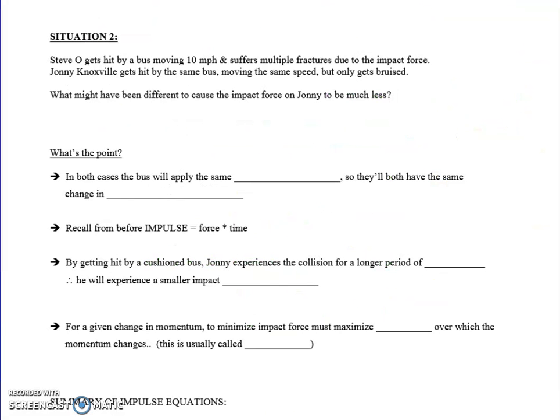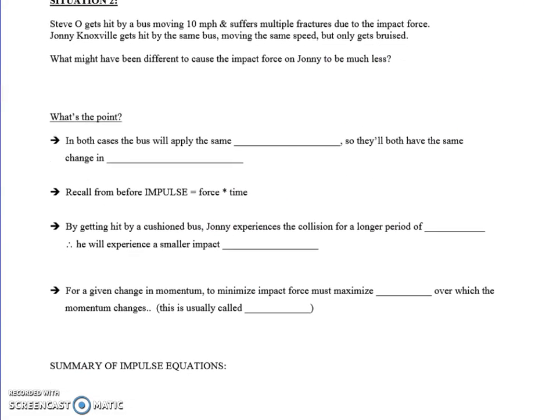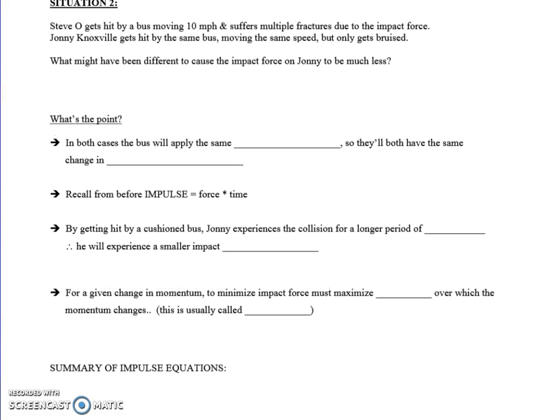Okay, so now we're going to look at the reverse of this. So we have situation 2. I don't know if you ever watched the movie or TV show Jackass, but it was about a bunch of guys that did some really crazy things, crashing and trying not to hurt themselves too badly. So I've just picked up from here, and this is going to be a collision again. Let's say one person, Steve-O, gets hit by a bus that's going 10 miles per hour and suffers multiple fractures. Whereas his accomplice, Johnny Knoxville, gets hit by the same bus, moving the same speed, but only gets bruised.